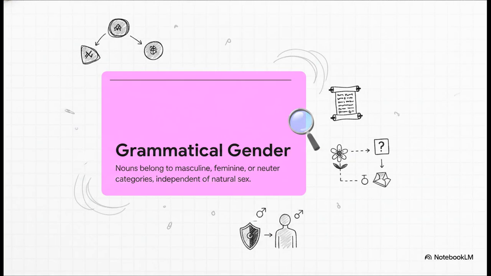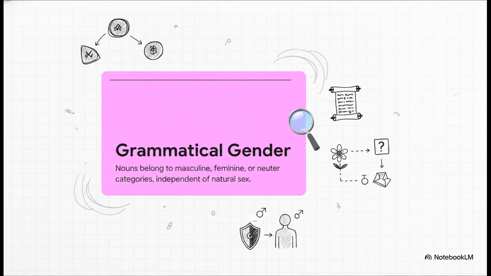And oh man, the grammatical complexity goes even deeper than that. Surprisingly, just like modern German or Icelandic, Old English assigned arbitrary grammatical genders to literally all nouns, masculine, feminine, or neuter. And get this, it often had absolutely nothing to do with natural sex. For example, the Old English word wifmann, which literally translates to woman, was grammatically masculine.